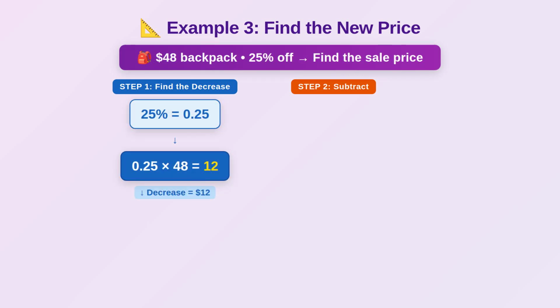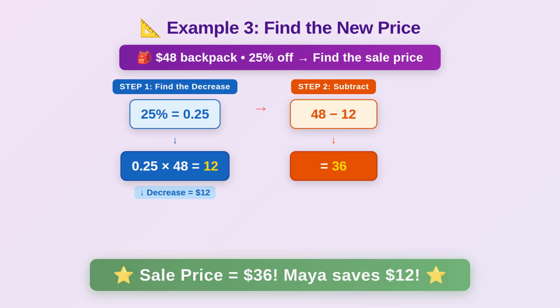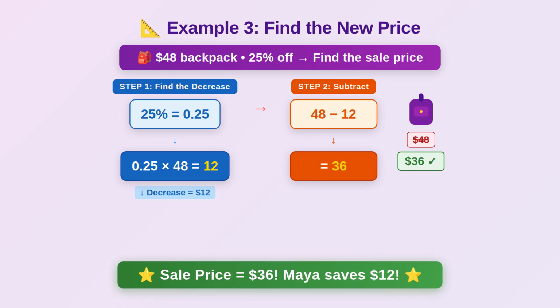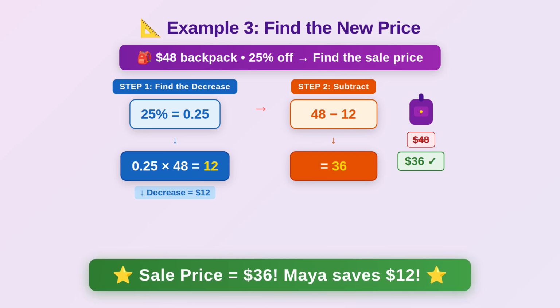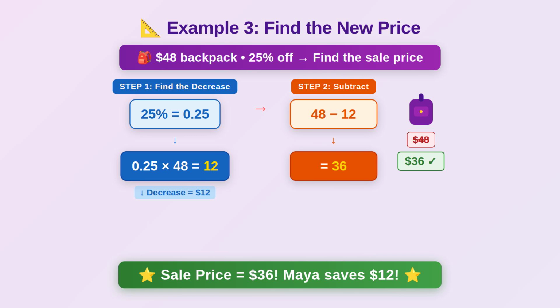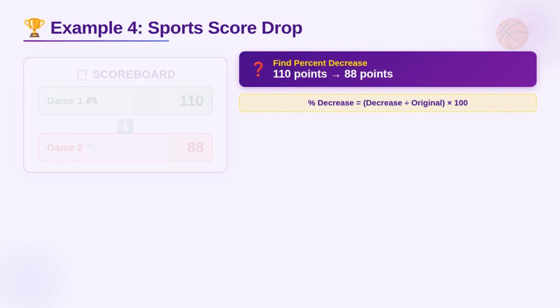Now let's flip it. Maya finds a $48 backpack that's 25% off. What's the sale price? This time we know the percent. We need the new price. First, find the amount of decrease. 25% of $48 means 0.25 times 48, which equals 12. So the backpack drops by $12. Then subtract. 48 minus 12 equals 36. The sale price is $36. Easy, right? Maya pays $36 for the backpack and saves $12. That's real math doing real work.